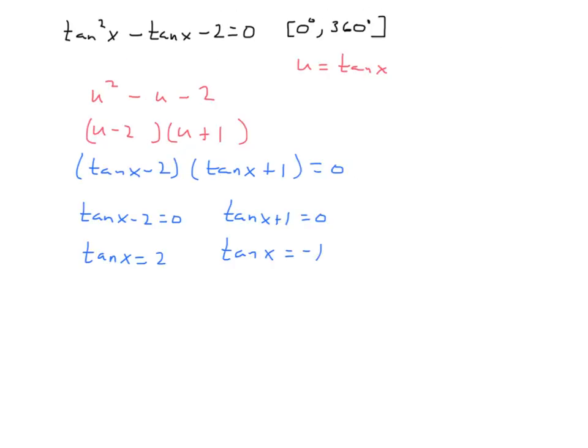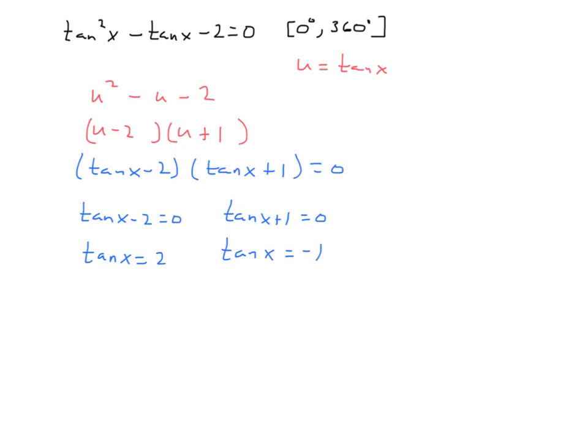Let's take a look at this last one. We're going to deal with this as tangent squared x minus tan x minus 2 equals 0, and I'm going to solve it from 0 to 360 degrees. This time I'm choosing to use the u substitution. I let u equal tangent x, so that became u squared minus u minus 2, and that will then factor as u minus 2 times u plus 1.